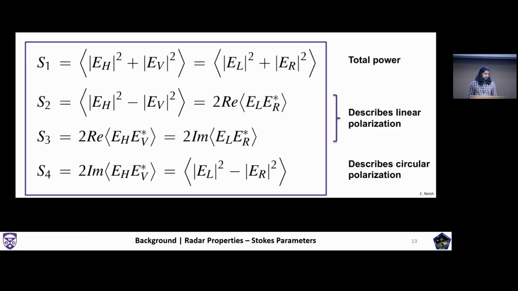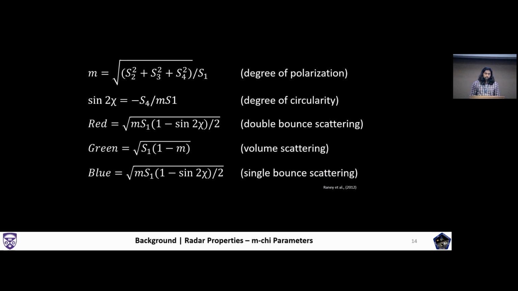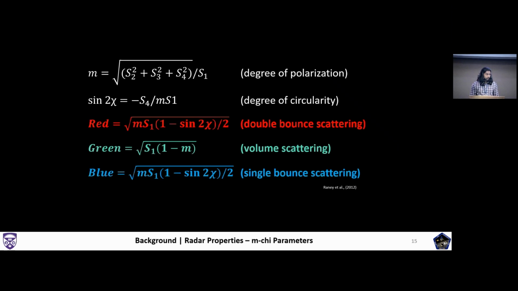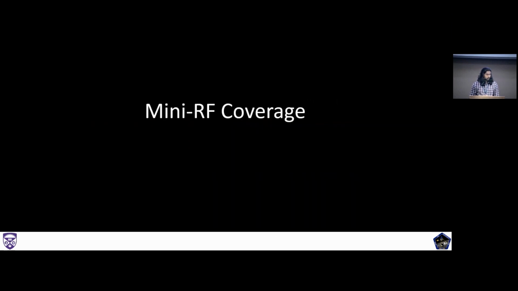Before the surface scattering mechanisms can be derived, however, you need to understand what Stokes parameters are. These are four values that describe the polarization properties of the light signal. Mathematical expressions that use a combination of these four Stokes parameters can be used to generate other products, such as degree of polarization and degree of circularity, which may be combined to generate RGB images that describe by color what the polarization property of a given surface is. We'll talk more about what these colors mean as we get to the results, but first, let's talk about Mini-RF coverage.